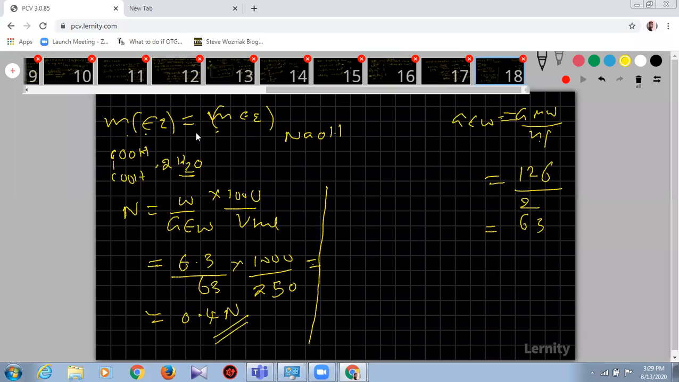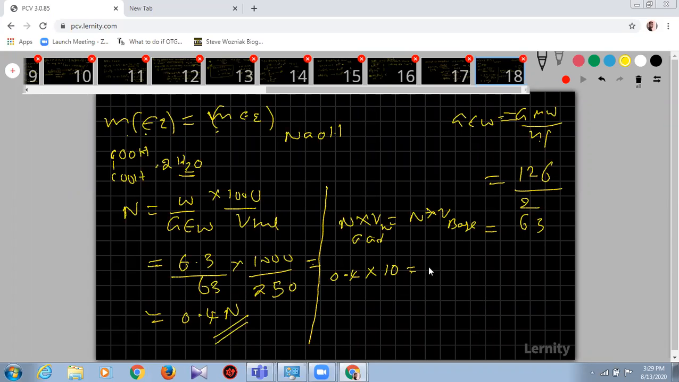Okay, 10 ml of acid we have taken. Normality into volume of acid, in ml, is equal to normality into volume of base. What is the normality? 0.4. And what is the volume here? 10 ml taken. Okay, and for the base, how much?